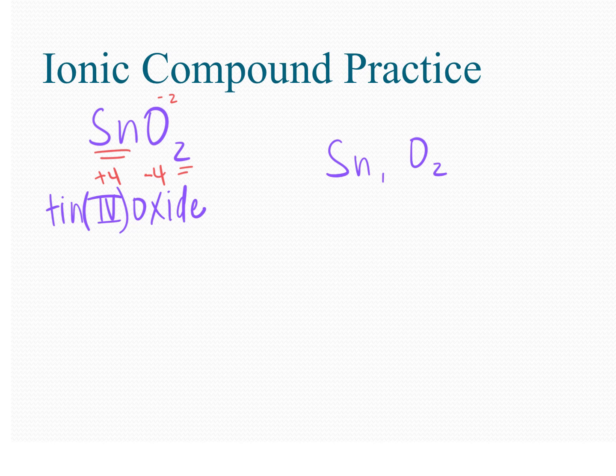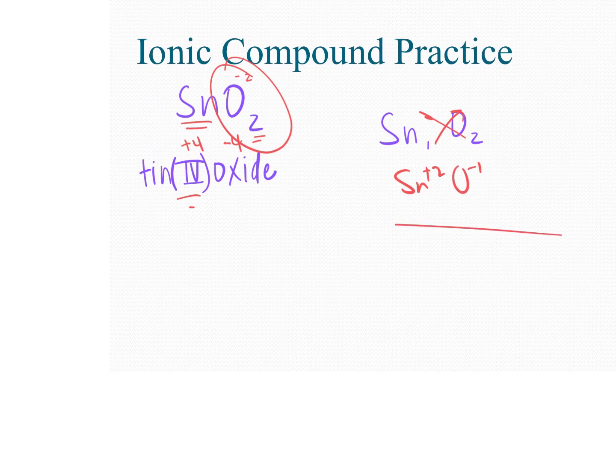You can either try to reverse the crisscross method and see, is that the anion's normal charge, right? Sn plus 2, O minus 1. Or you can just look at what is the charge and how many atoms are there to be able to cancel it. But yes, we should have had tin 4 oxide. Okay, let's try another one.